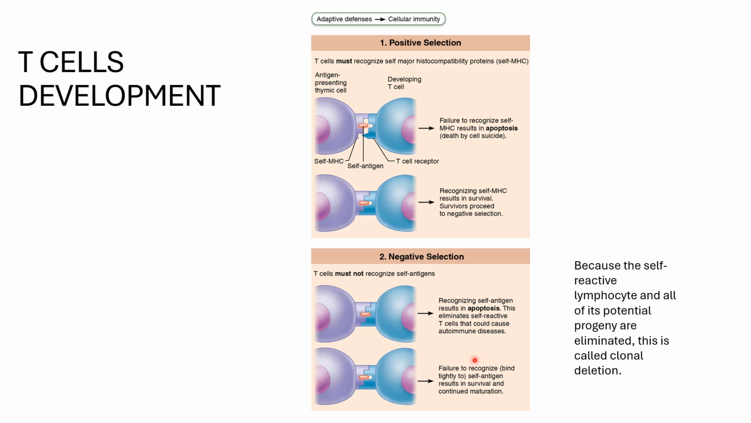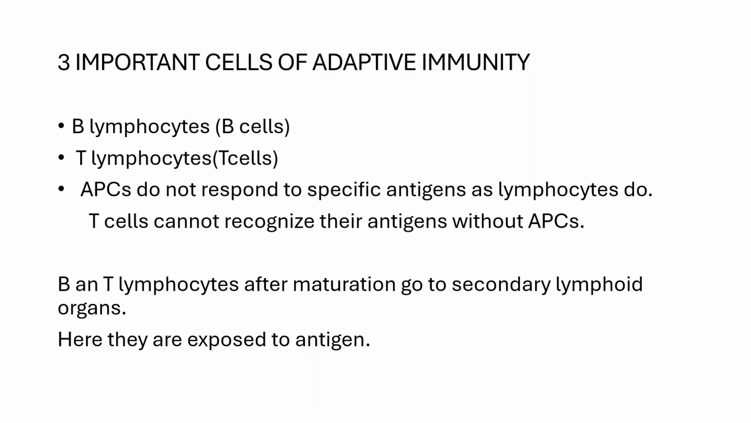It is just like a game: you cannot be too lazy and you cannot be too aggressive either. So you have to be perfect. This is the end result: those clones and lines of cells are selected which will not attack the self-MHC.